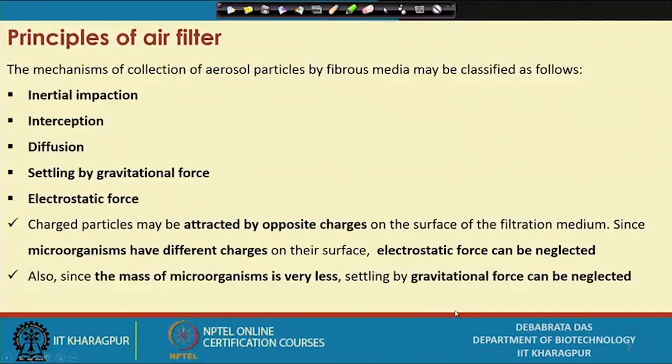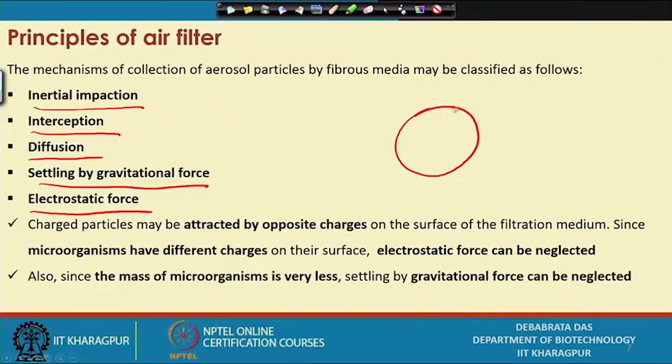Now, there are different principles through which the air can be separated with the help of an air filter, and these principles are several. One is called inertial impaction, interception, diffusion, settling by gravitational force and the electrostatic force of attraction. Now, what is called inertial impaction?